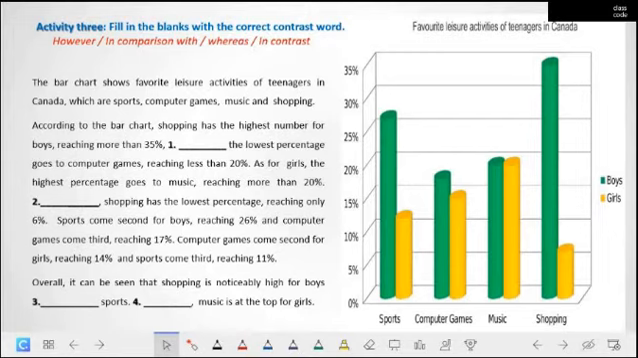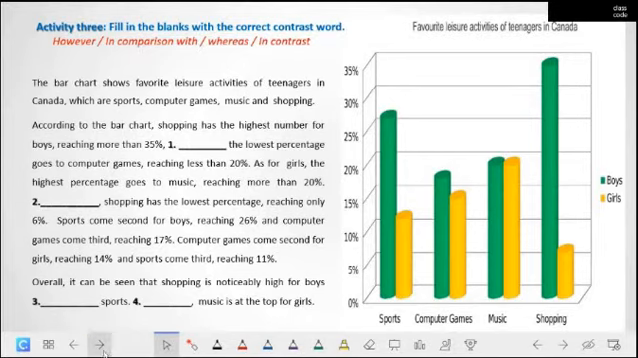So contrast words are really useful when it comes to comparing two things. Try to use them, especially when you are comparing two things. All right. In your quizzes and your examinations, if you have a question like this, try to use contrast words in your description.